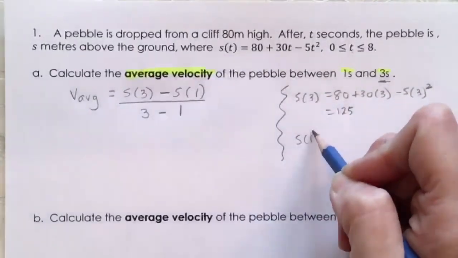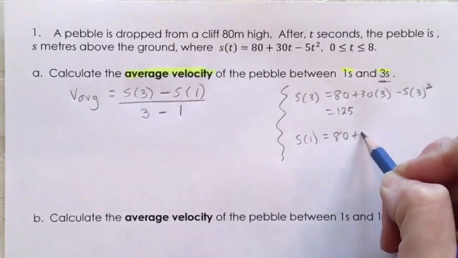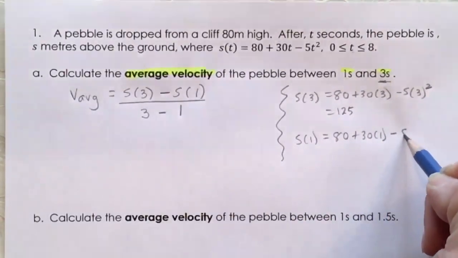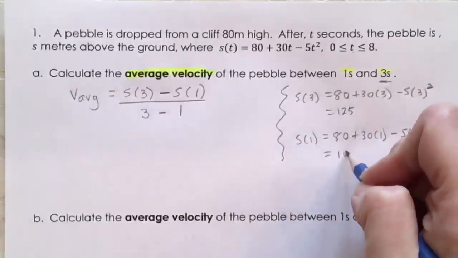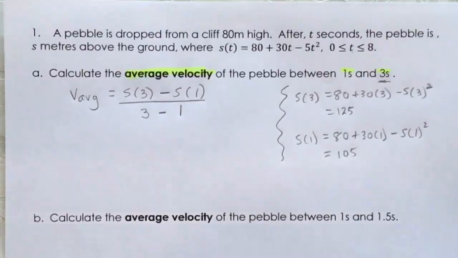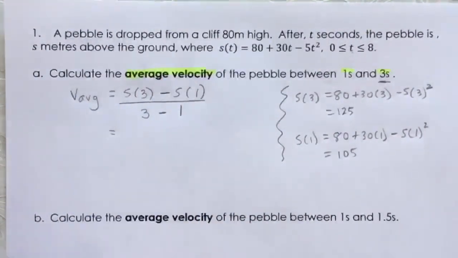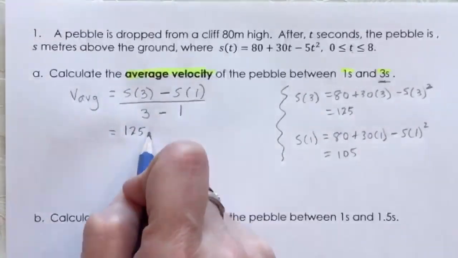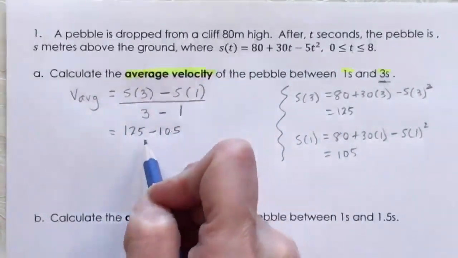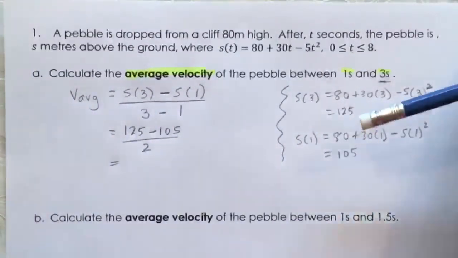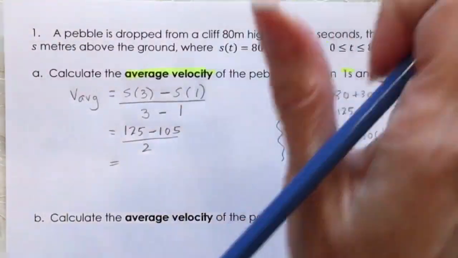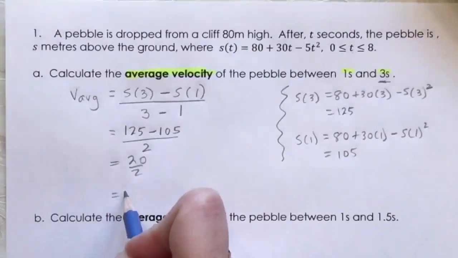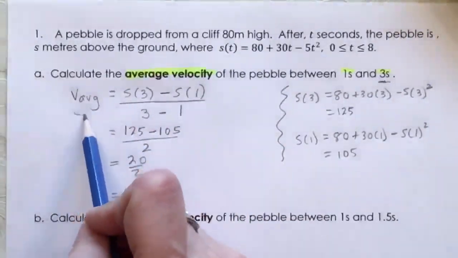We also need S at 1, so that's going to be 80 plus 30 times 1 minus 5 times 1 squared, which is going to be 105 meters. So now that we know those, or we calculated them, we can go back to our formula. So S at 3 is 125, S at 1 is 105, and then 3 minus 1 is 2. So we end up getting 125 minus 105, 20 over 2, or 10. But this is an average velocity or a rate of change.